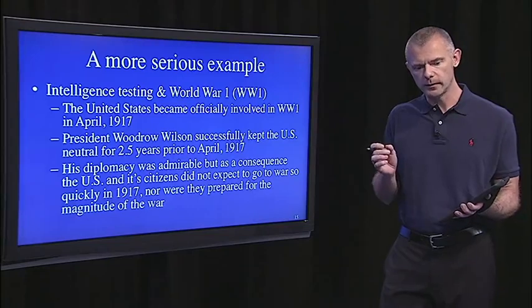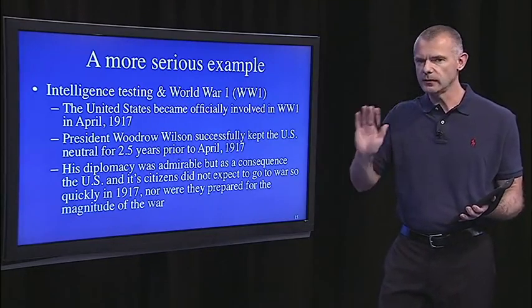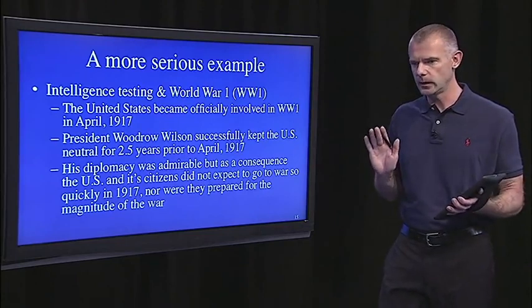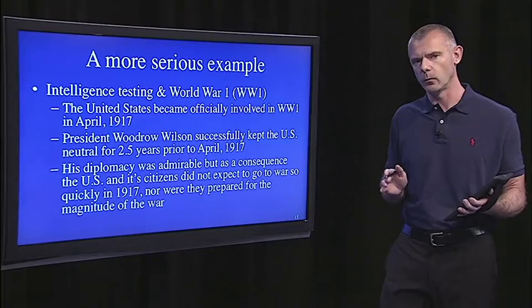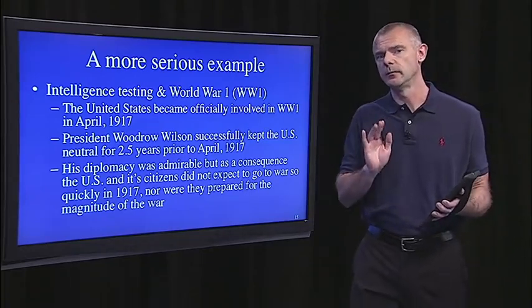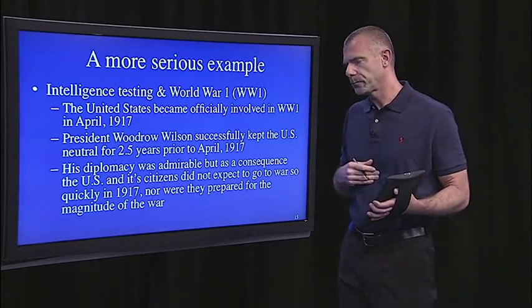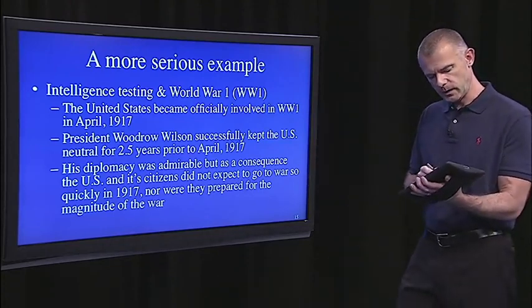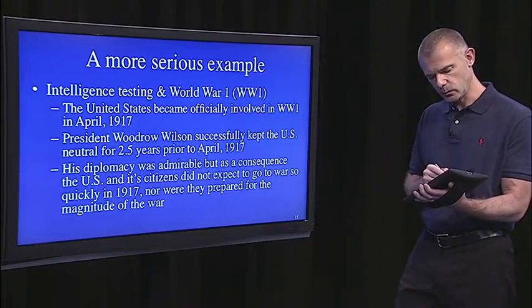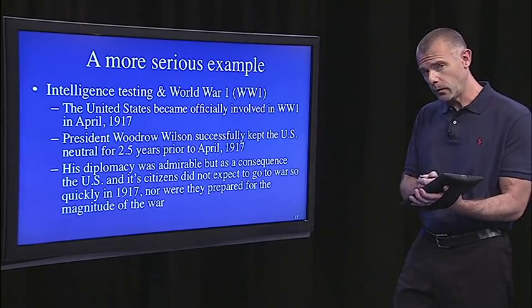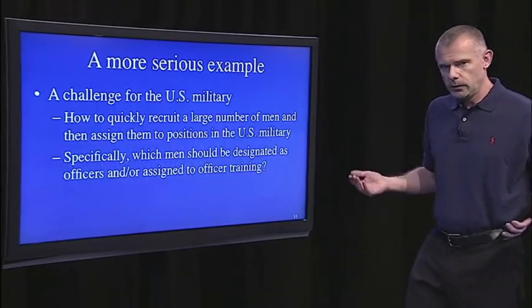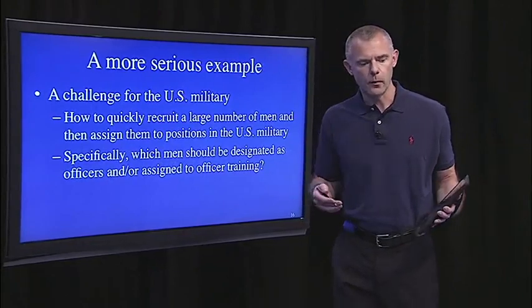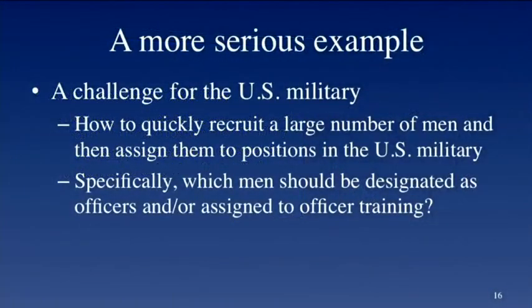And before that, President Woodrow Wilson successfully kept the U.S. neutral, and he really tried to keep the U.S. out of the war. For 2.5 years, he was successful at that. But eventually, it just became inevitable, and the U.S. went to war in 1917. The problem with that is the U.S. really wasn't ready for the scope or scale of what they were getting involved in. So that presented numerous challenges to the military, to the country as a whole.